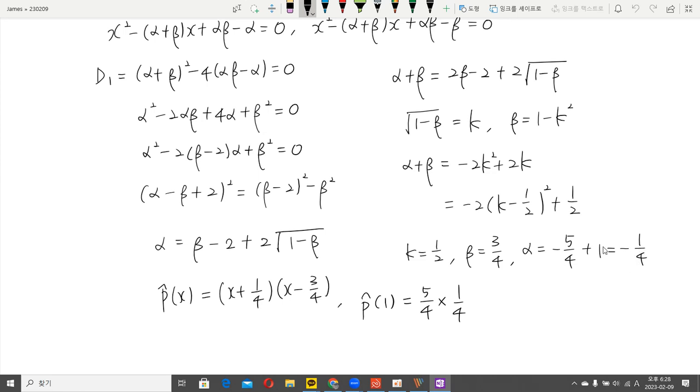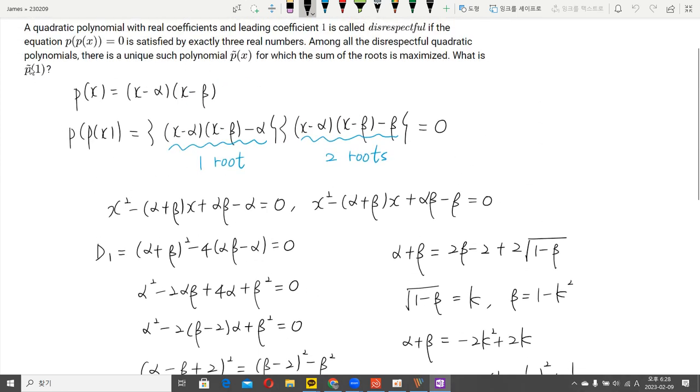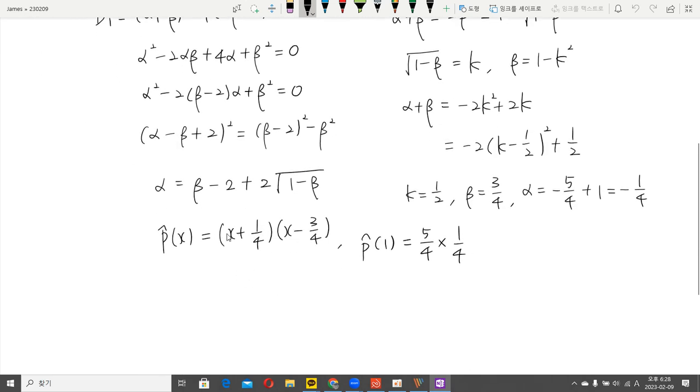So now we know the values of alpha and beta, so we can make the polynomial with the roots. And then finally we want to find p of 1. So when x is 1, the first parenthesis is 5 over 4, the second one is 1 over 4. So what's the product of these two fractions? Yep, 5 over 16. That's the answer.